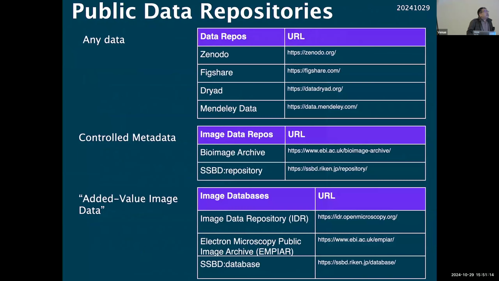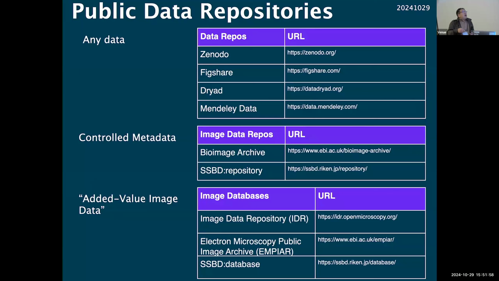Okay, so for the data, we need image data to reproduce. And then there are many repositories. So there are general repositories like Zenodo or Figshare, Dryad, Mendeley Data. But of course, now we have more focused repositories of image data, such as BioImage Archive or SSBD repository, which is the Japanese version of this image data repository, which Onami-san is organizing. Onami-san was there, but okay, yeah. So ask him. He's a specialist.